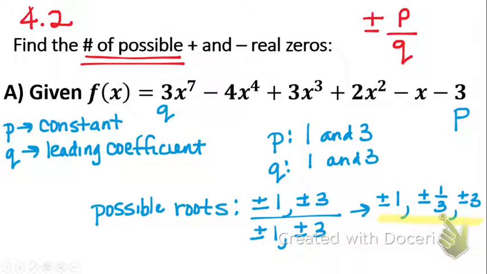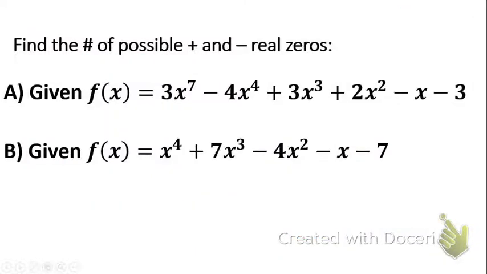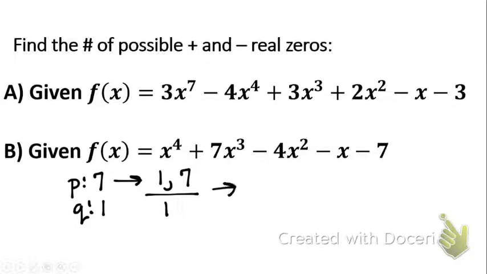All right, let's look at example B. So for example B, again, we're going to take P. What is P? P is 7. And what's Q? 1. So that's actually a lot easier because the only numbers that go into 7 are 1 and 7. And we're going to divide that by 1. So your possible roots would be plus or minus 1 divided by 1, which is 1, and 7 divided by 1, which is just 7. So that would be your possible roots.